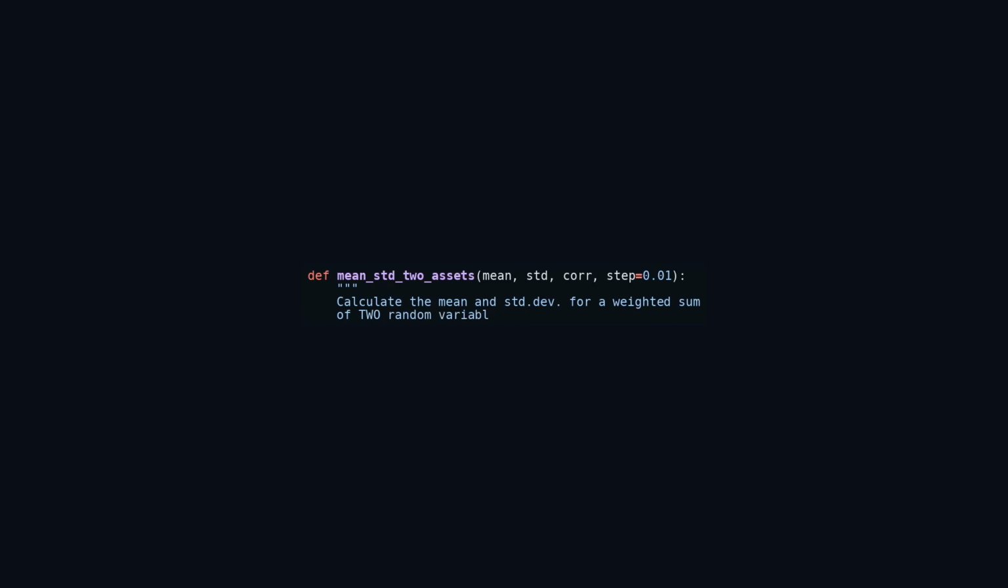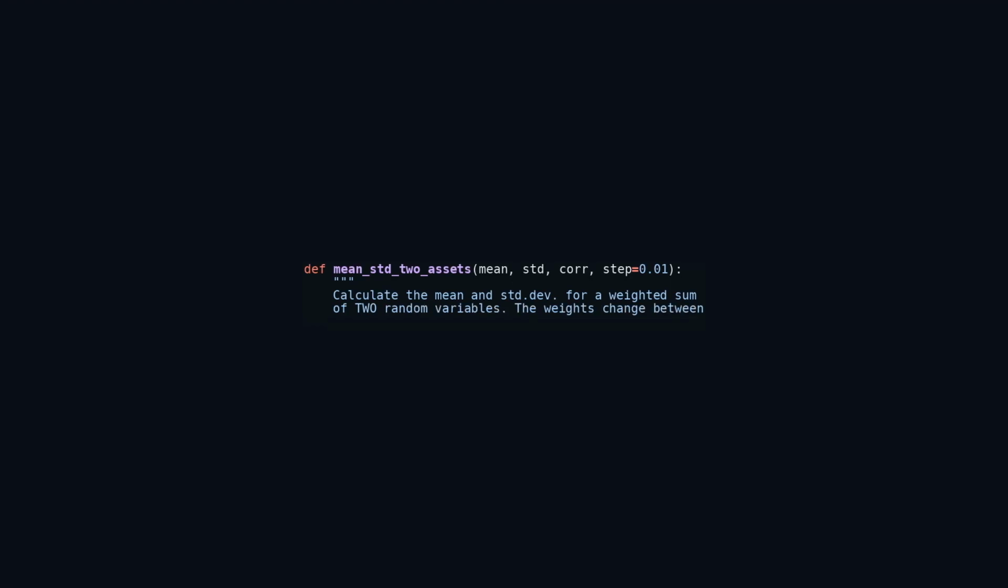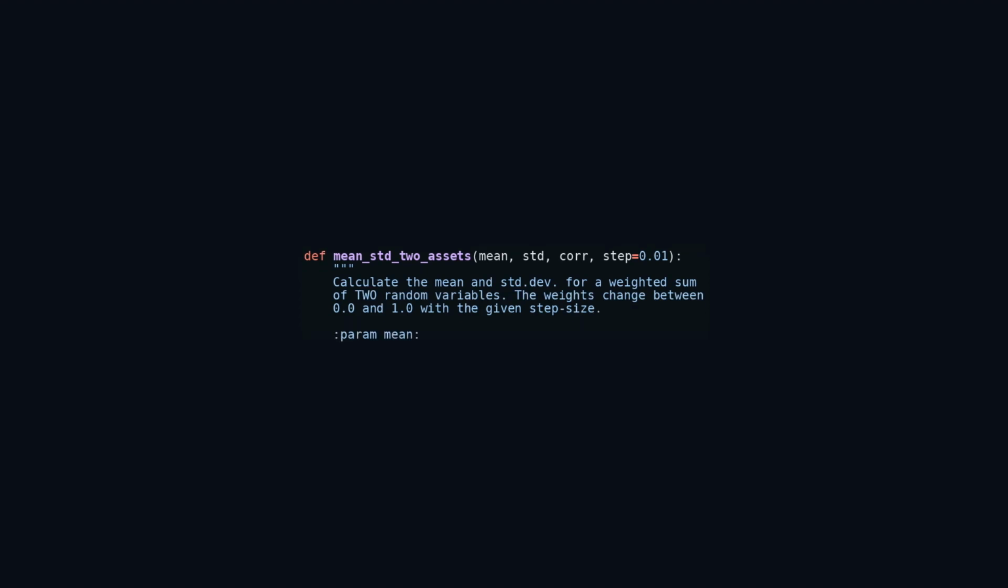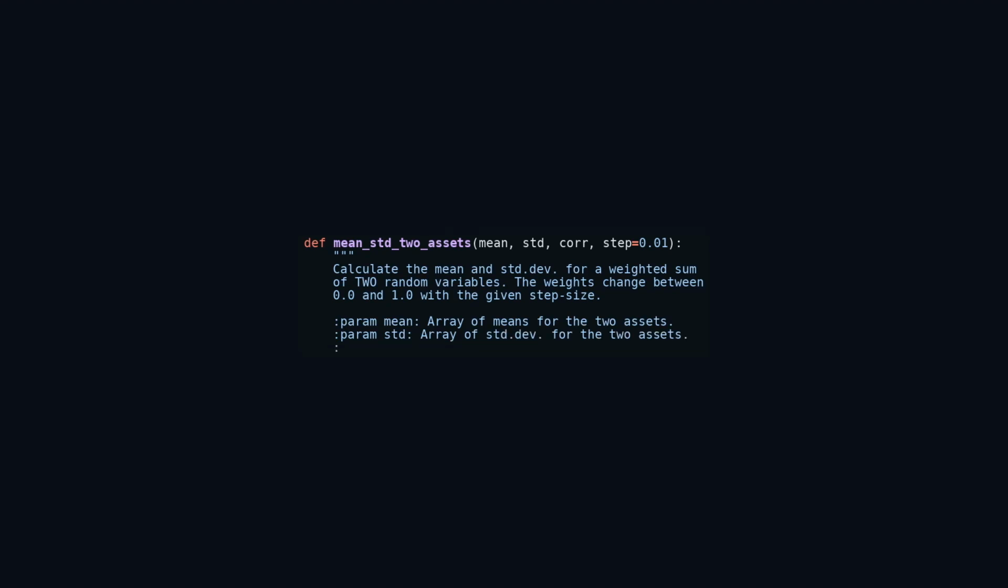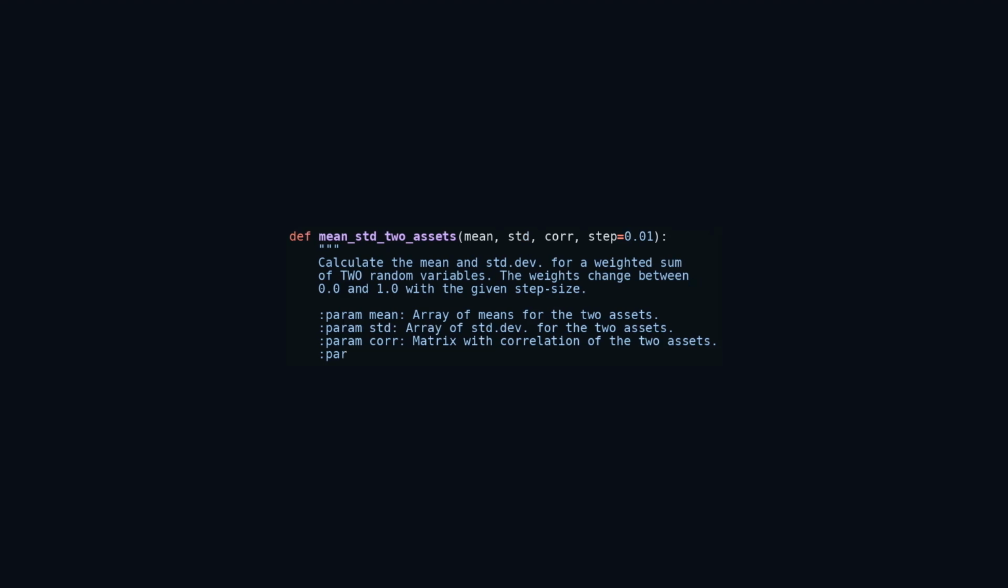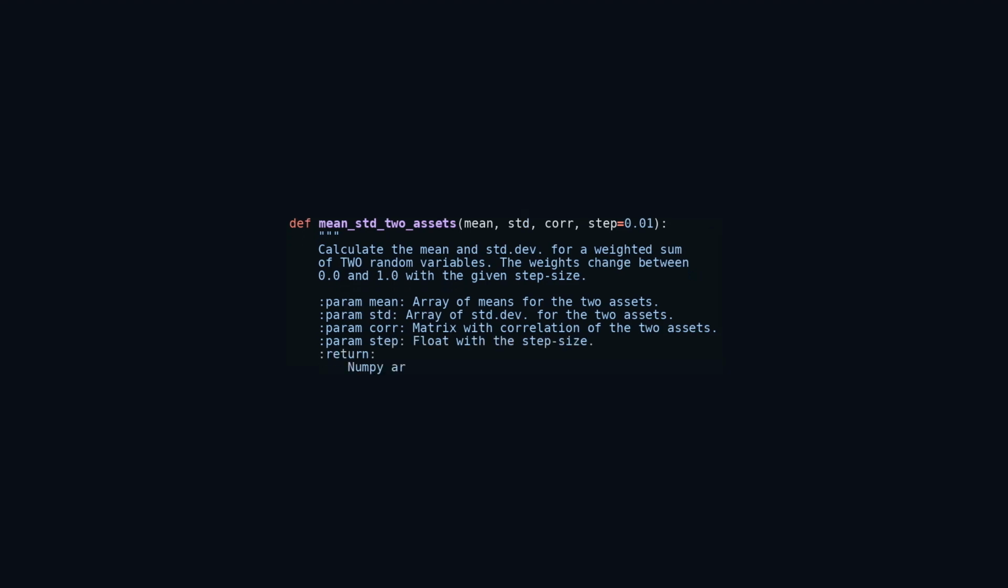The code defines a function named means_to_assets that computes the mean and standard deviation for various weighted combinations of two assets. It accepts four parameters: means, an array of the assets' means; stds, an array of their standard deviations; a matrix denoting the correlation between the assets; and step, a float indicating the increment for the weights with a default value of 0.1. Initially, the function validates the input parameters to ensure they possess the correct dimensions.